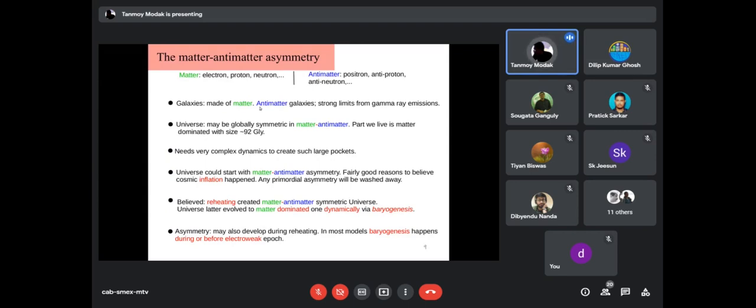Universe could be globally symmetric in matter and antimatter. The part that we live in could be matter dominant. So there could be other parts of the universe, beyond our observable universe, that could be completely antimatter dominated. But then the observable universe size is 92 gigalight years, and it's a pretty huge size.